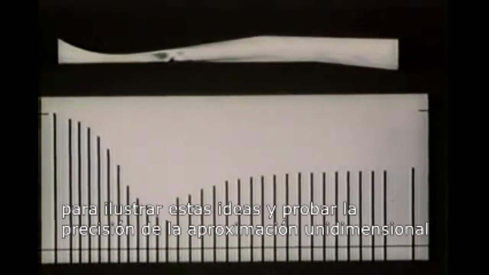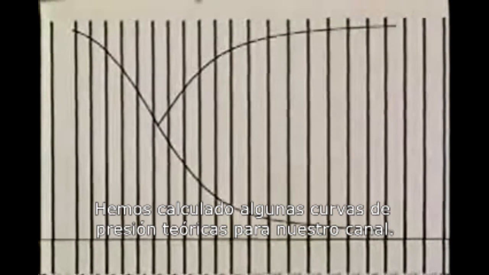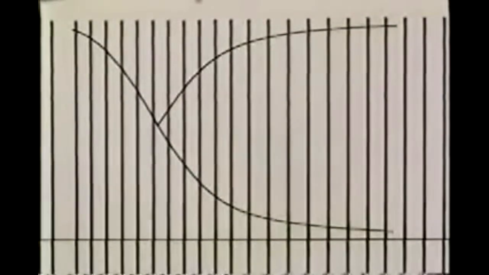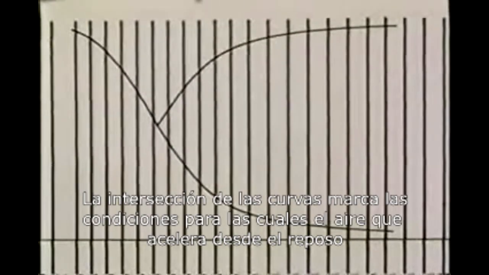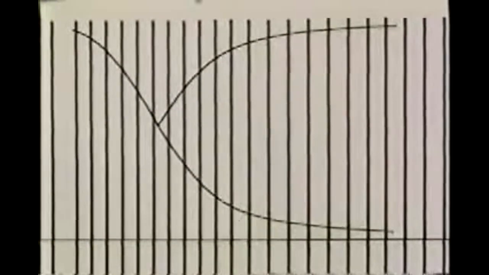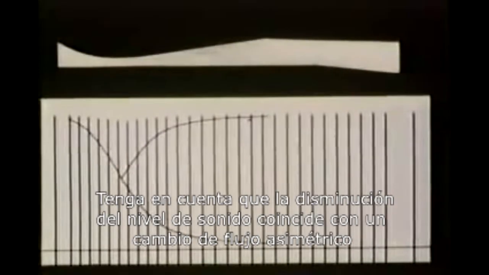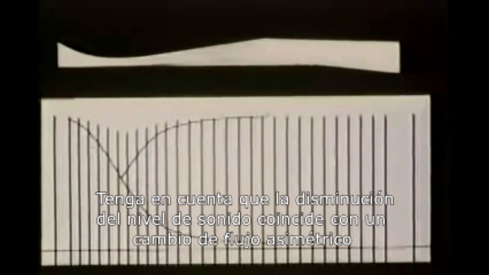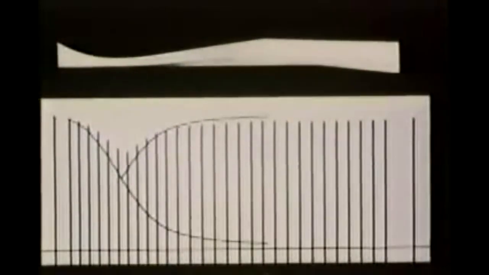To illustrate these ideas and test the accuracy of the one-dimensional approximation, we have computed some theoretical pressure curves for our channel. The intersection of the curves marks the conditions for which air, accelerating from rest, should reach sonic speed. Note that the decrease in sound level coincides with a change from a symmetrical flow to an unsymmetrical one, as the flow goes sonic at the throat.